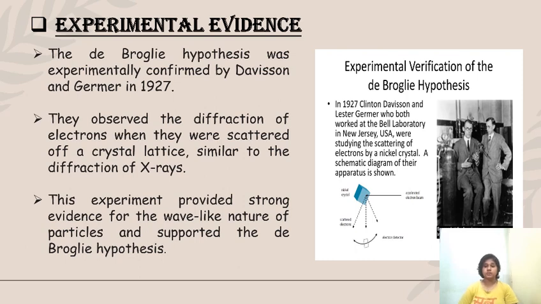The experimental verification of the de Broglie hypothesis was carried out in the USA, where they studied the scattering of electrons from a nickel crystal. A diagram of their apparatus can be seen in the image.